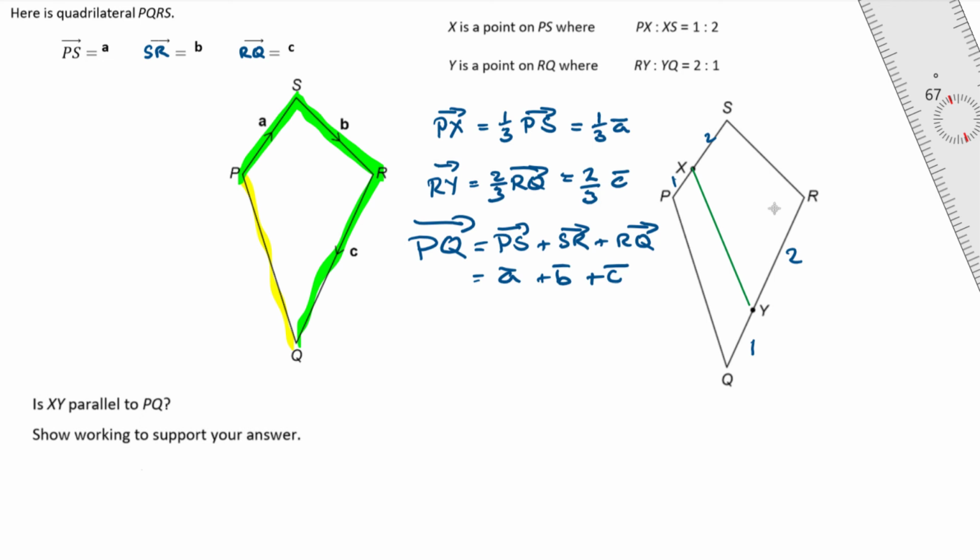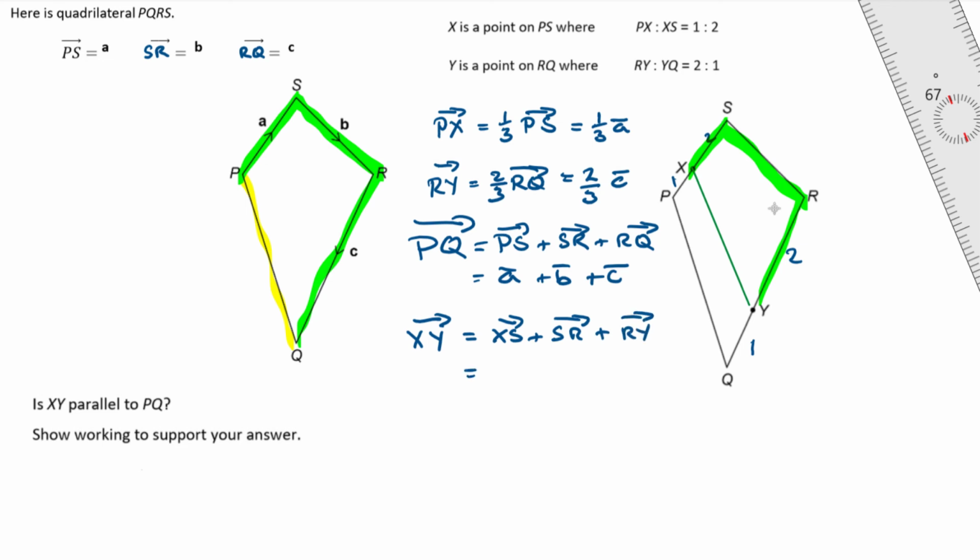Now my vector XY. I'm going to do a similar thing. I'm going to go from X up to S, down to R, down to Y. So I'm going to say XS plus SR plus RY.